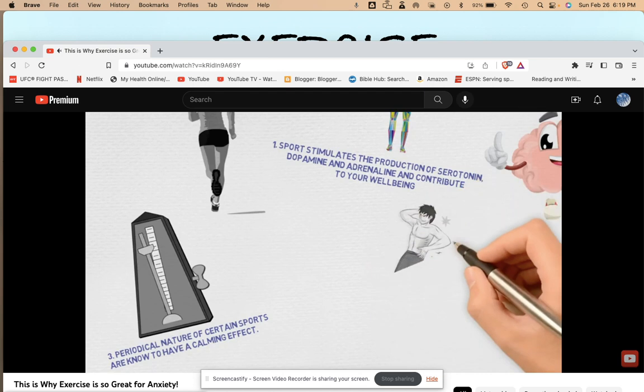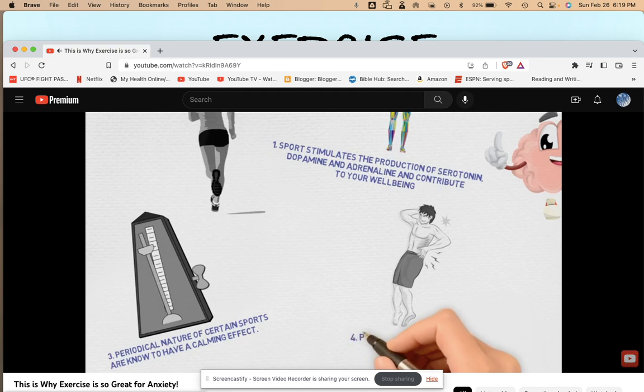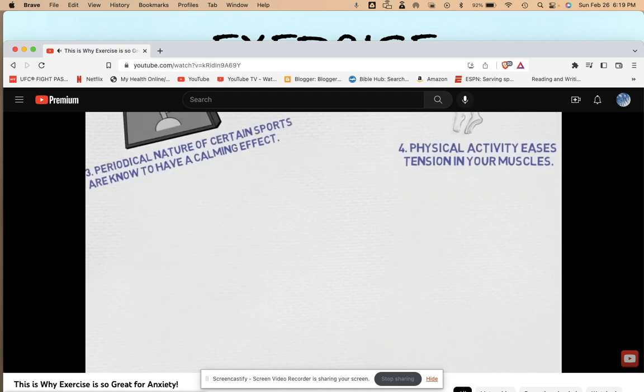As an anxious person, your muscles tighten, which can cause a lot of physical symptoms such as chest tightness, tingling, or headaches. Being physically active releases this tension in your muscles, plus makes them stronger, so you will be less inclined for tension in the future.